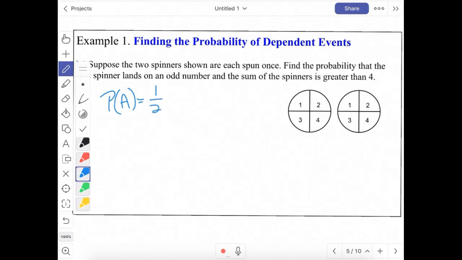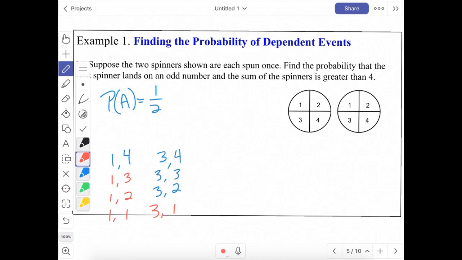Okay, so if we spin a 1, the only way that we can get more than 4 is by spinning a 4. So the possibilities would be spinning a 1 and a 3, 1 and a 2, 1 and a 1. None of those will be effective for us. If I get a 3, I can get a 4, I can get a 3, I can get a 2, but I can't get a 1. Okay, so anything in blue is greater than 4 and meets that condition. Anything in red is not.